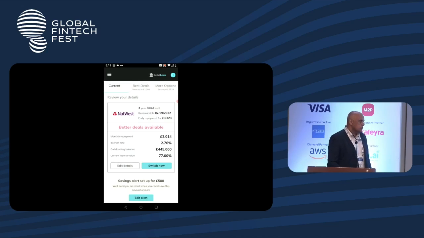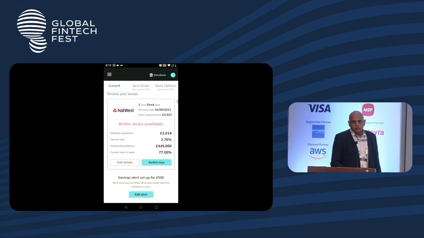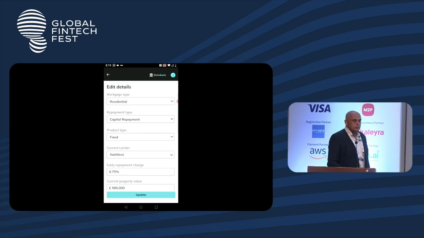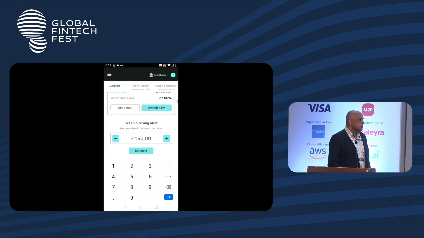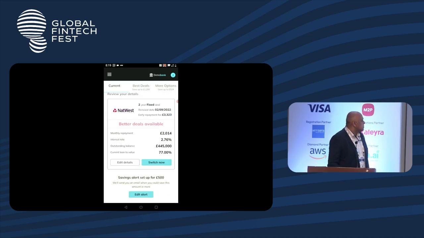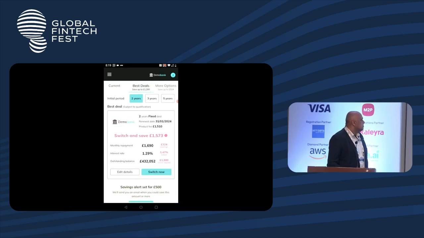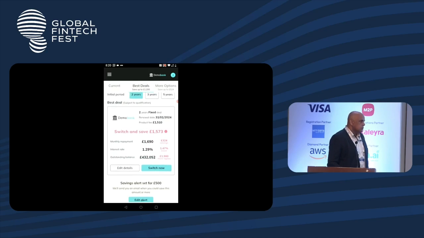On to the results now. At this point, all inputs are saved and details of the current deal are displayed. The next time they wish to monitor their mortgage, they will be brought straight here. Customers can edit their details if they think something needs changing. They can also set alert thresholds, so they receive notification only when the saving is meaningful. Finally, the customer is shown the best deals available and how much such a deal will save them in monthly payments and overall cost. They can also commence the switching process straight away if they find a better deal.